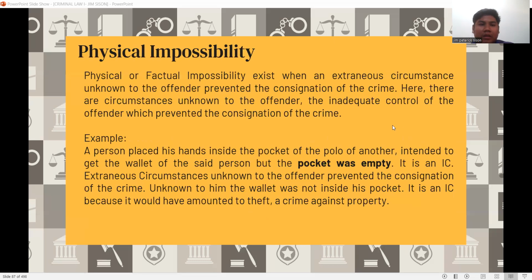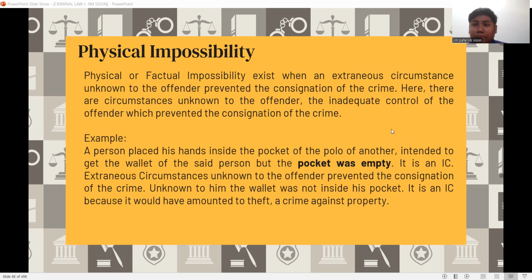Okay? Physical impossibility. Physical impossibility exists when an extraneous circumstance unknown to the offender prevented the consummation of the crime. Here, there are circumstances unknown to the offender, or inadequate control of the offender, which prevented the consummation of the crime.